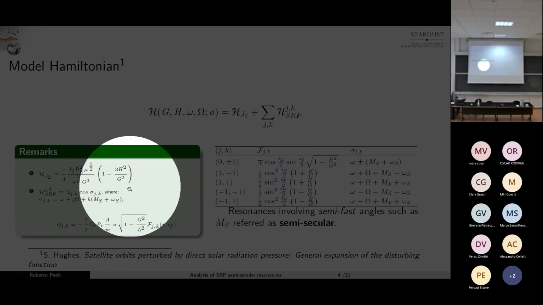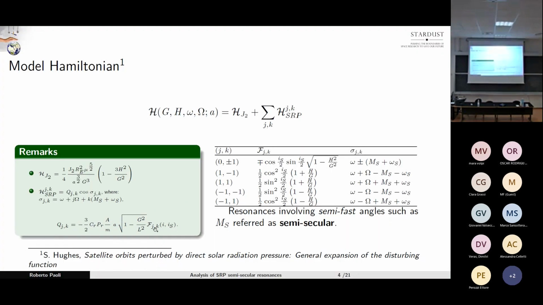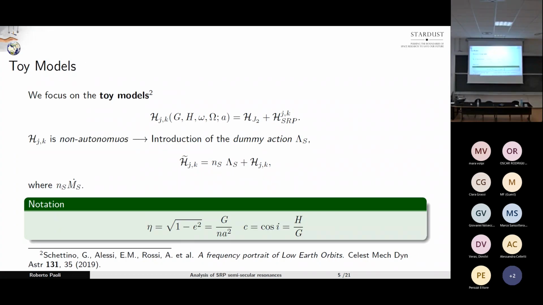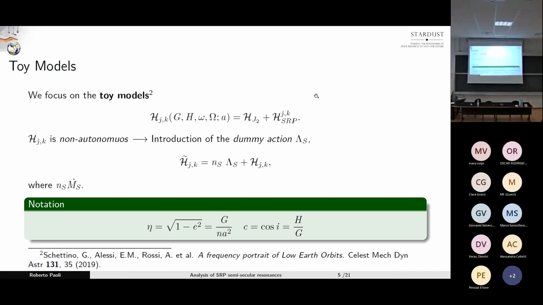You can see that it depends on the semi-major axis and on the eccentricity. And here we have the inclination functions of both the sun and the satellite. We see that we have as an argument a combination of angles which include the mean anomaly of the sun, and resonances involved with such fast angles are often called semi-secular. In particular, we wish to study a toy model which focuses on the effect of a single resonant term. For example, we mark it as H_jk, depending on the resonant angle.